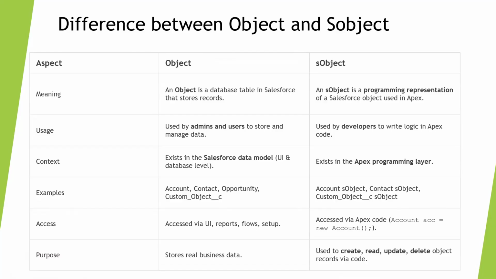So whatever objects we are using in Apex programming are known as S-objects, and the objects we are using in our admin work or in a point-and-click tool are called objects, right? So S-objects we use in Apex programming, right? So this is the difference between object and S-object.